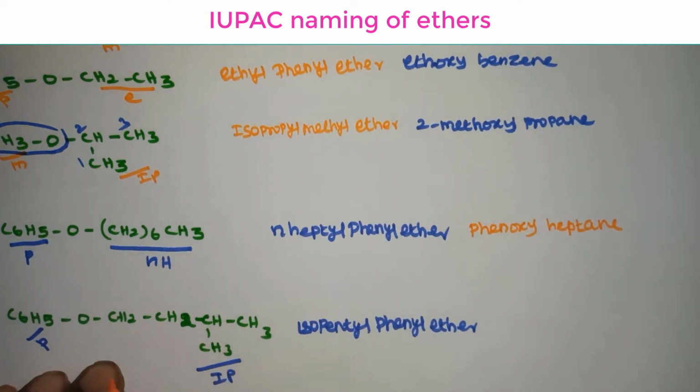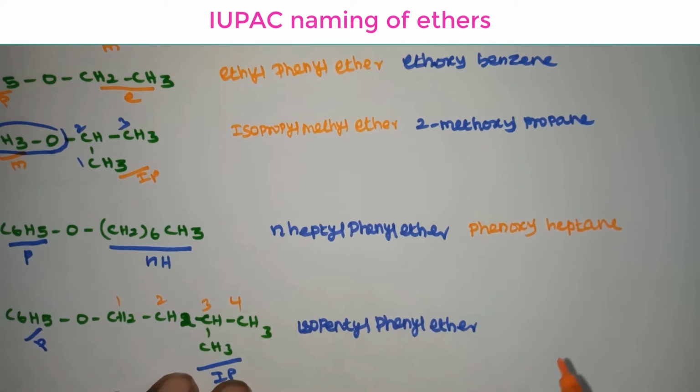Next, counting 1, 2, 3, 4, the four-carbon chain is a butyl group. Butyl joined with oxygen is a butoxy group. At the third position, one methyl group is present. So the IUPAC name of this compound is 3-methyl-1-butoxybenzene.